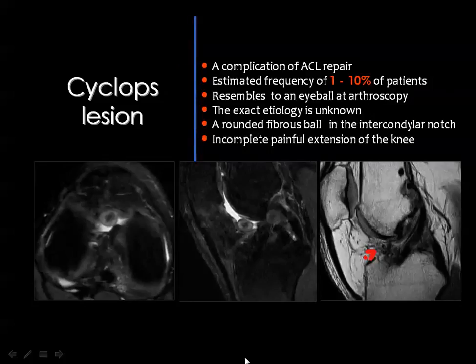Also, you know that there is a complication known as cyclops lesion, and this cyclops is a foreign body, let us say, or a mass of fibrous tissue, which by arthroscopy appears like an eyeball, hence the name. The exact etiology is unknown, but it is usually present here in the anterior part of the intercondylar notch, and this will hinder, of course, the movement of the joint, and you can appreciate the cyclops in this STIR image and also in the axial image.